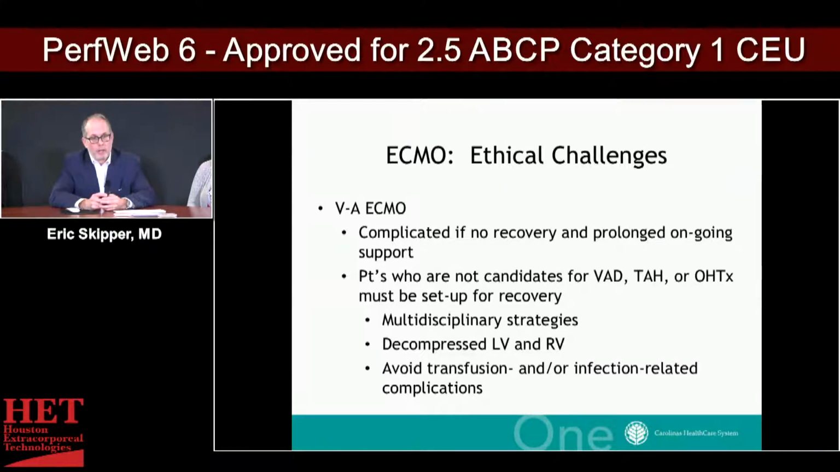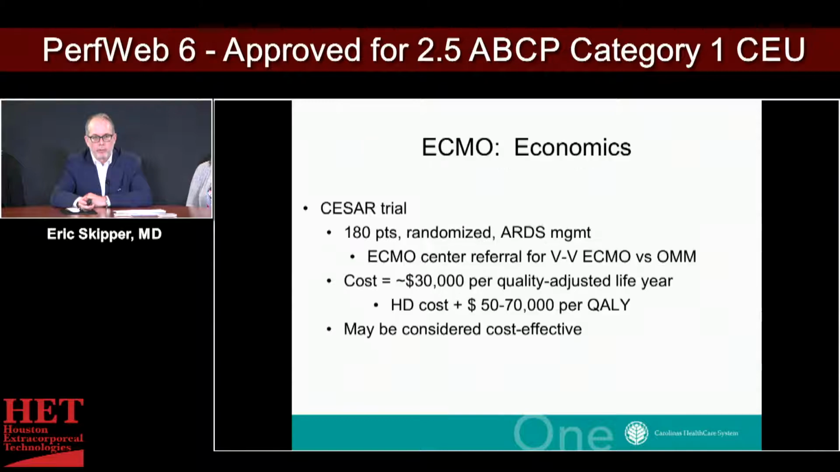So you have to set them up with strategies to adequately decompress the LV and the RV, or left ventricle and right ventricle. You really want to avoid transfusion and/or infection-related complications, thus percutaneous cannulation strategies and/or a tunneled central strategy where you can close the chest. Minimizing the likelihood of that chest having to be open for 5, 7, 10, 14 days is very important.